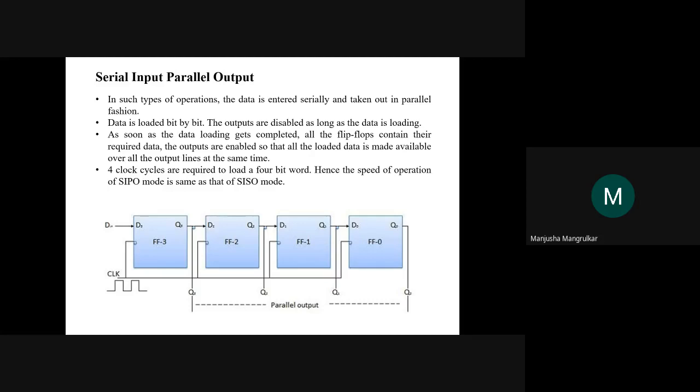Now, how many clock cycles are required to get data in serially? It is 4 clock cycles. But when the data goes out, the speed of operation of SIPO mode is the same as SISO mode, right? When it goes out, it will take a single clock pulse to output the data. Here one by one data is coming out, so the same speed is there, right?